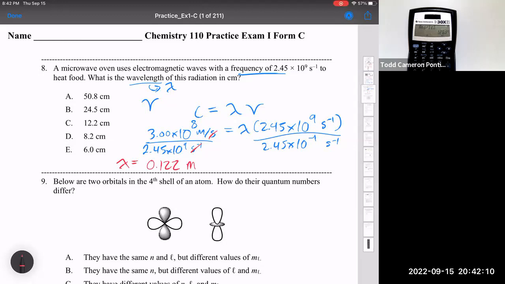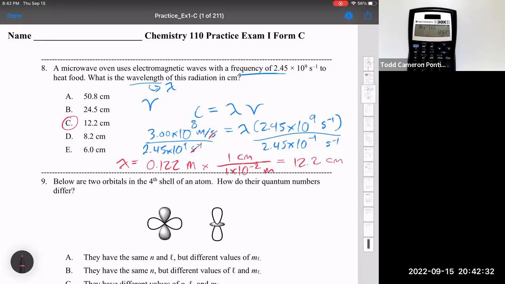Okay, but we're not done yet. The question says in centimeters. So there's a quick little dimensional analysis then. For every 1 centimeter, there's 1 times 10 to the negative 2 meters. And then this will end up equaling 12.2 cm.